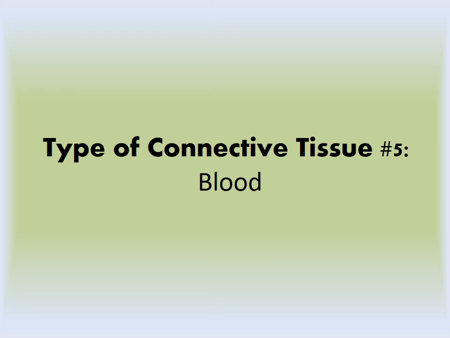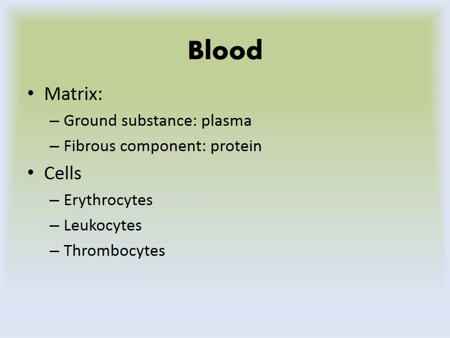And the very last type of connective tissue that we're going to talk about, which is surprising to most, is blood. So the matrix of blood, the ground substance, is actually plasma. That shouldn't come as a surprise to anybody. We know that the blood flowing through our veins, everything is floating in a substance, and that substance is called plasma. And then there's a fibrous component, so there are proteins within this matrix as well. The cells, this should be review for you guys, are erythrocytes, leukocytes, and thrombocytes. So red blood cells, white blood cells, and platelets are the cells that are found within the blood.